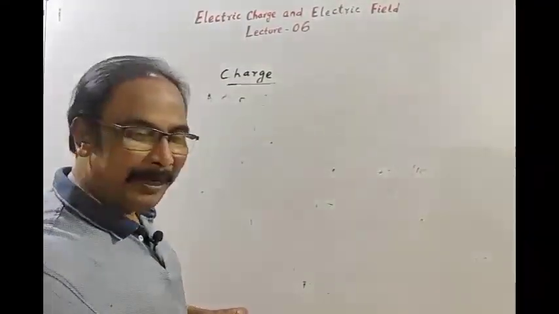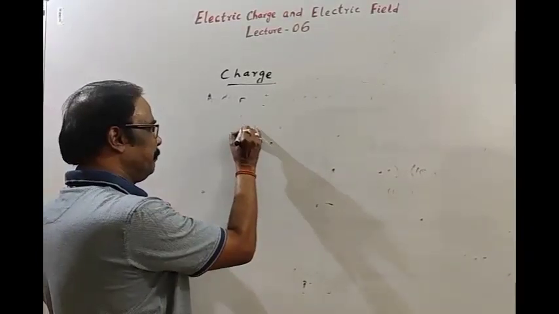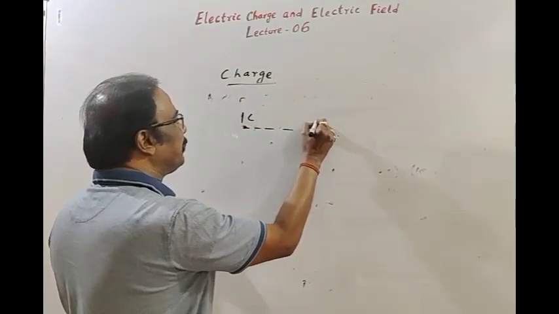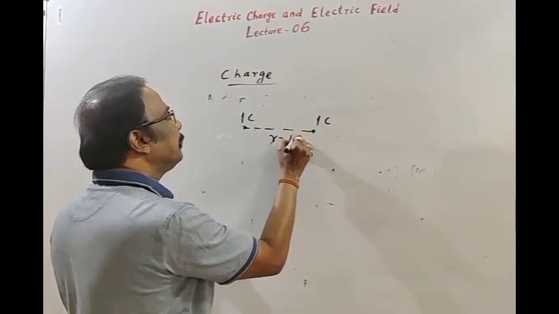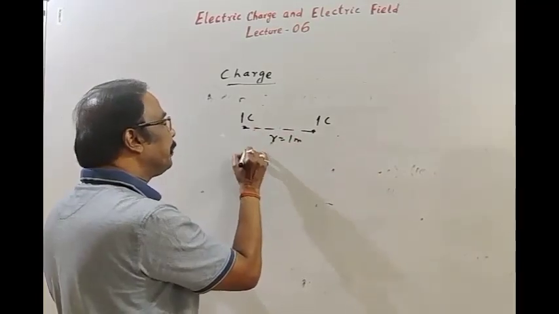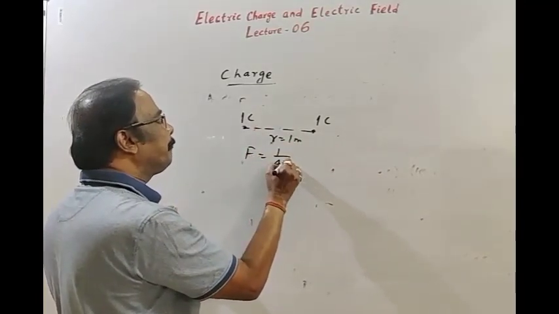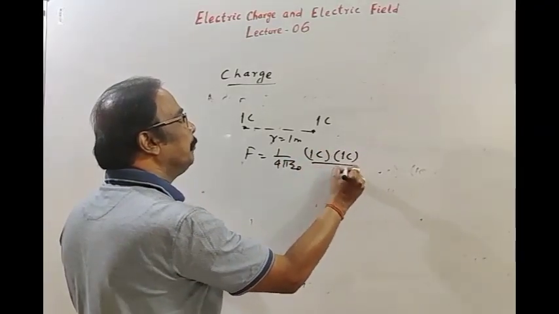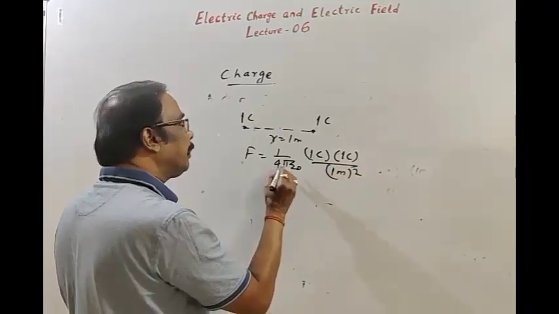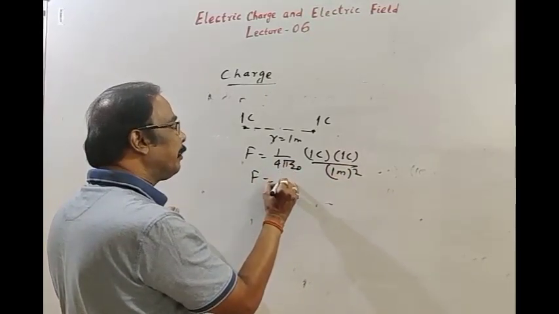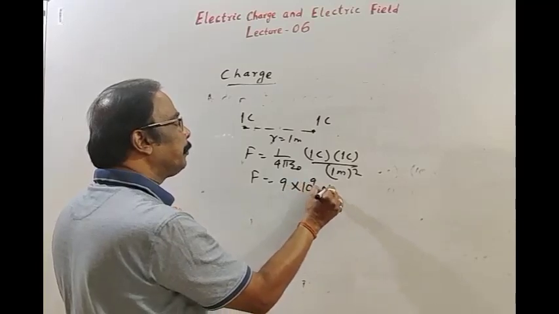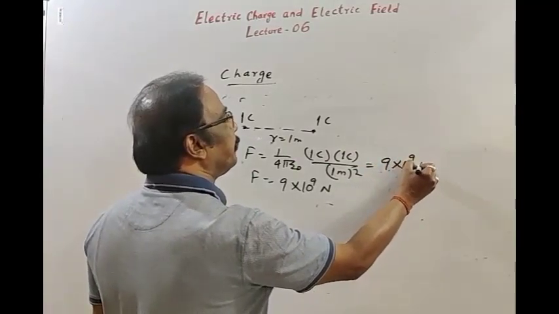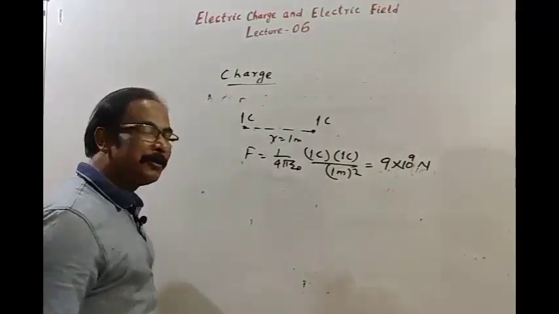Now conversion. Let's consider in the MKS system, a point charge of 1 Coulomb, and another point charge of 1 Coulomb. The distance between them is 1 meter and the medium is air. Then force is 1 divided by 4 pi epsilon 0, Q1 1 Coulomb, Q2 1 Coulomb, divided by the square of distance, 1 meter square. Force is 1 divided by 4 pi epsilon 0, which is 9 into 10 to the power 9 Newton, as we have already discussed.